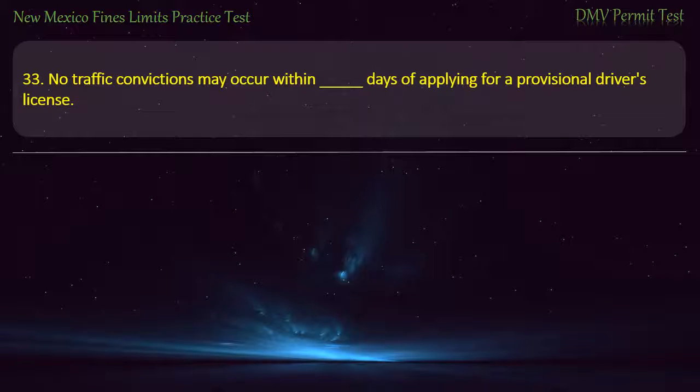Question 33. No traffic convictions may occur within days of applying for a provisional driver's license. 90, 10, 60, 30. Answer. 90.